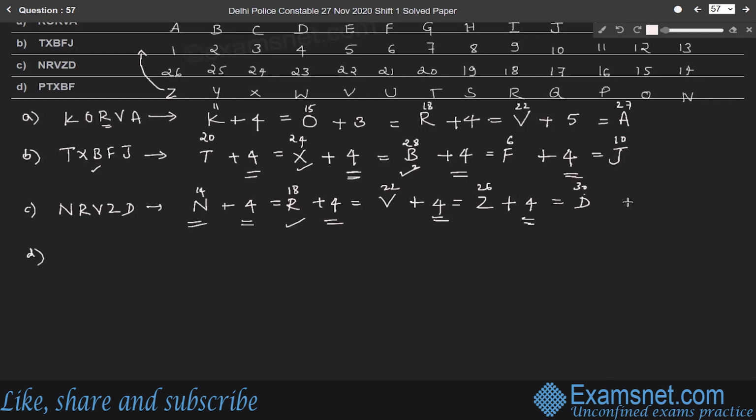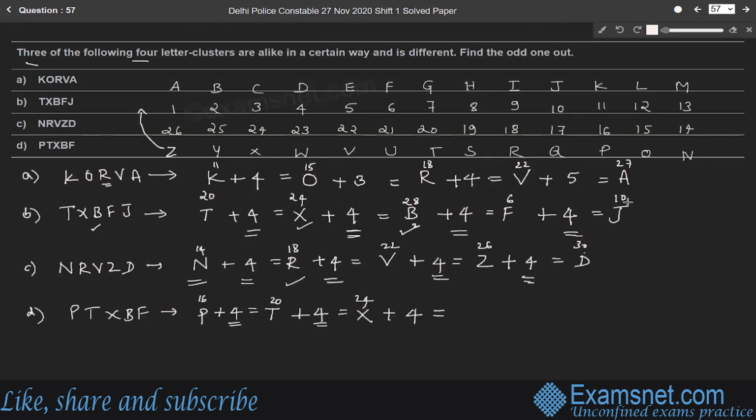So, option D: P, T, X, B, F. Here, what is P? 16 plus some number is equal to T. T is 20. 16 plus 4. Here also the number 4 is added. T plus some number is equal to X. X is 24. Again the number 4 is added. X plus 4, 24 plus 4 is 28, which is the letter B. Therefore, it is 28, right?